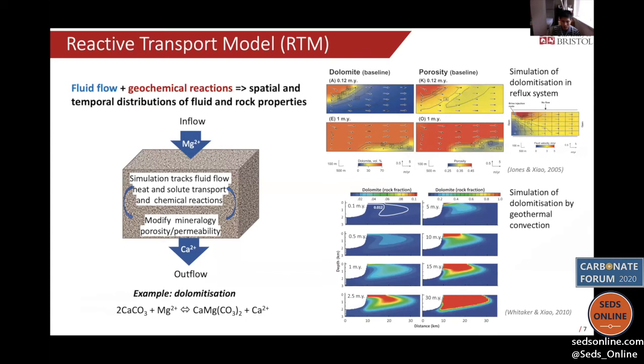Some of you might not be familiar with the RTM. The RTM is an essential tool for the analysis of coupled fluid flow and geochemical reaction in Earth systems. It is applicable at a range of spatial and temporal scales. It also incorporates the really important feedback between fluid flux, heat and solute transport, reaction, and also rock properties. So this tool has been applied to the study of dolomitization, but mostly focused on shallow low temperature systems, such as the reflux system, and also platform scale geothermal convection.